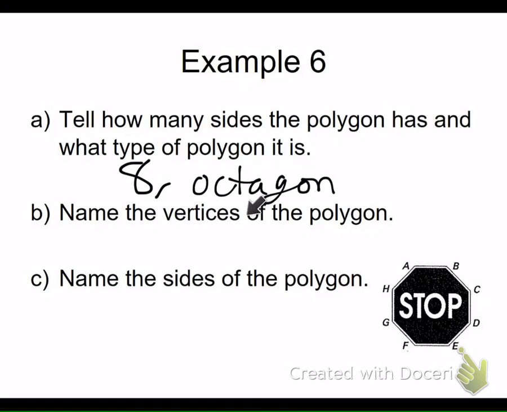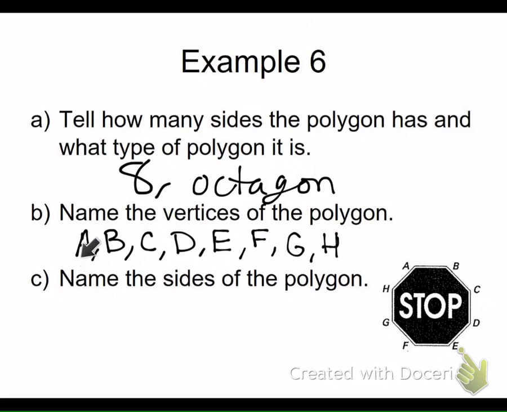All right, these are the ones I want to look at because there are ones like these on the homework, okay? Vertices is just the plural for vertex. So name the vertices. The vertices are actually the points where two sides intersect. So A would be a vertex. Then you can just go around the figure. B would be a vertex. C would be a vertex. D would be a vertex. E, F, G, and H. There should be as many as there were sides. So 1, 2, 3, 4, 5, 6, 7, 8. I got them all.